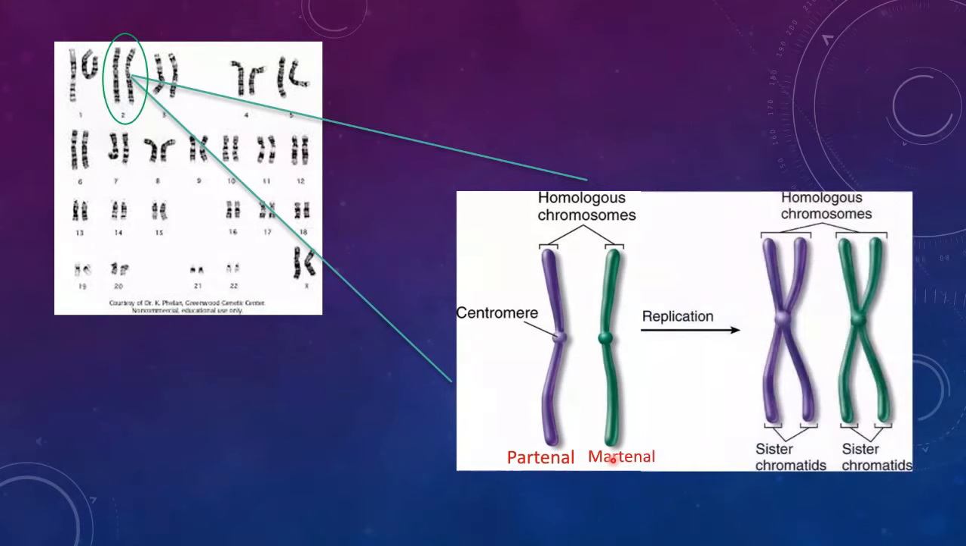After replication in the S phase, each homologous chromosome has its own sister chromatid, that is, they copy from their own. Okay, then the purple and the green chromatids are called non-identical chromatids because they come from different chromosomes.